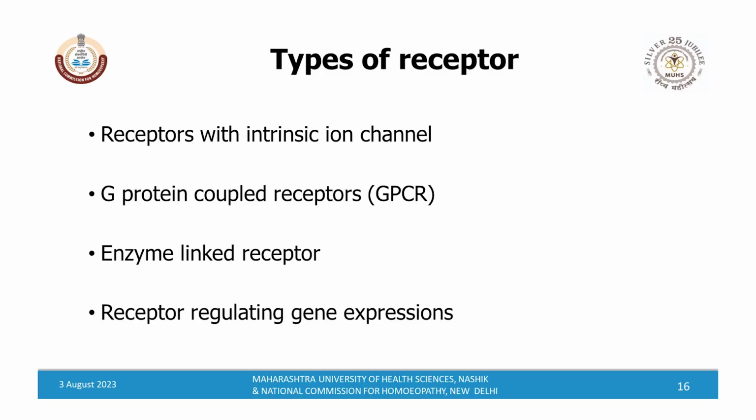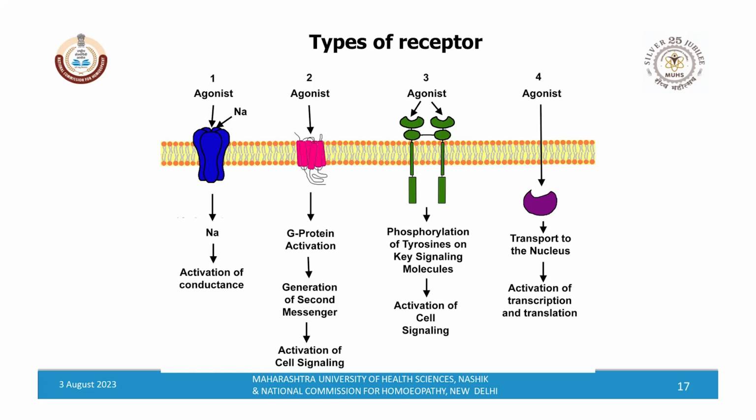Let's start talking a little bit in detail about the receptors. There are 4 types of receptors depending on the structure of the receptor and the way it produces the effect at a molecular level. They are receptors with intrinsic ion channel, G protein coupled receptors, enzyme linked receptors, and receptors regulating gene expression. The first one in the picture is the intrinsic ion channel receptor.